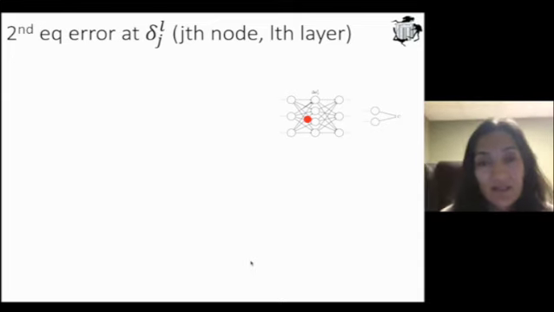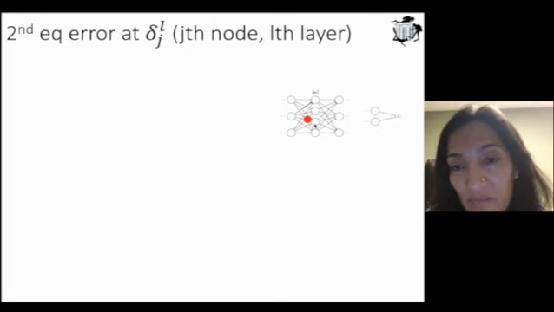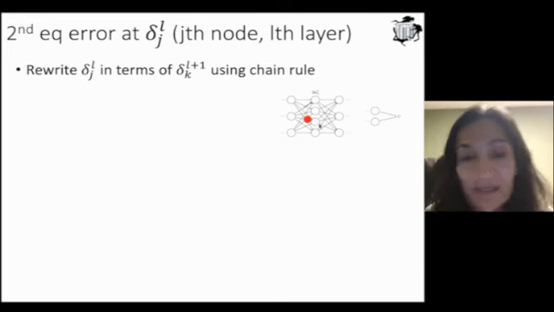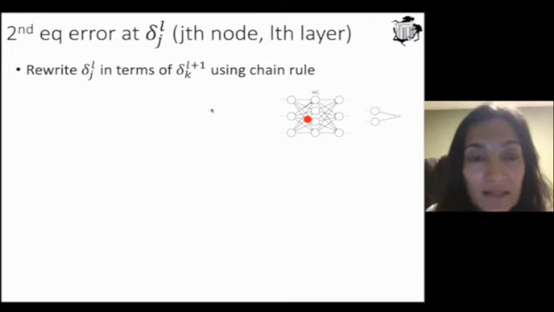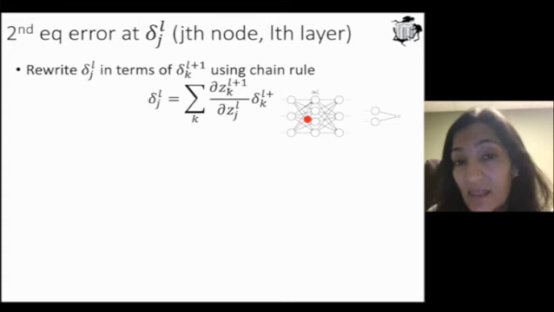The second equation is the error at some other node, which is the error in the jth node in the lth layer, or the jth neuron in the lth layer. You can rewrite this delta in terms of the delta errors of the subsequent layer. So delta of the lth layer is equal to the sum of the derivative of the z of the L plus 1th layer with respect to the z of the lth layer times the error that you've already computed at the L plus 1th layer.